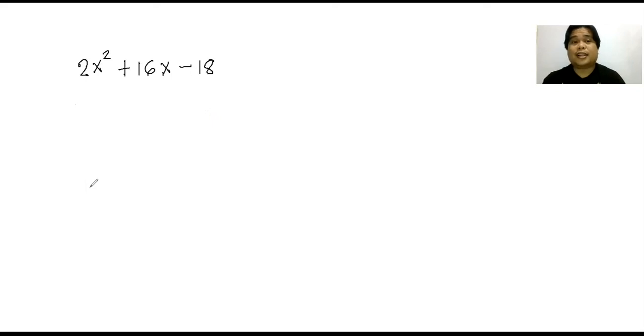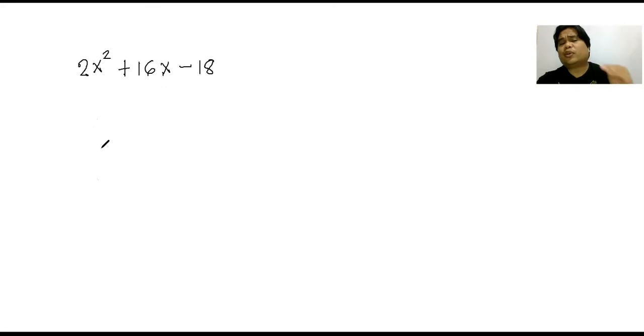This is Engineer Reagan. Today we will try to learn how to get the common monomial factor of a polynomial. Okay, so basically this is just a continuation of the greatest common factor. In the first example that we have, 2x squared plus 16x minus 18.